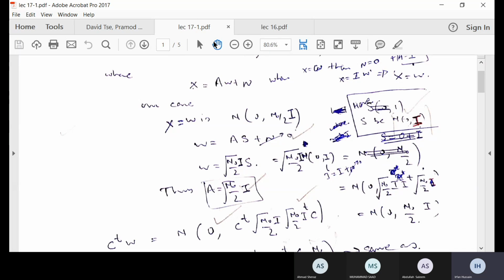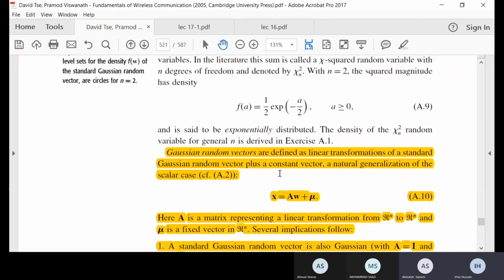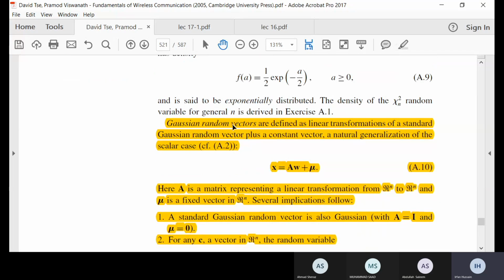All of this is given actually here. Gaussian random vectors are defined as linear transformations of a standard Gaussian random vector plus a constant vector. All right. So first is standard.